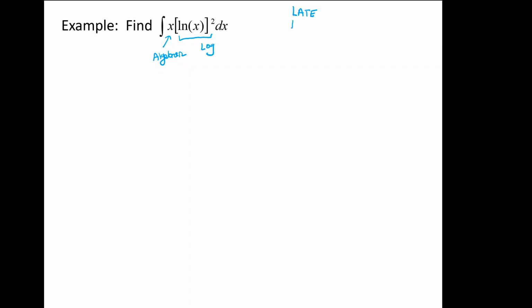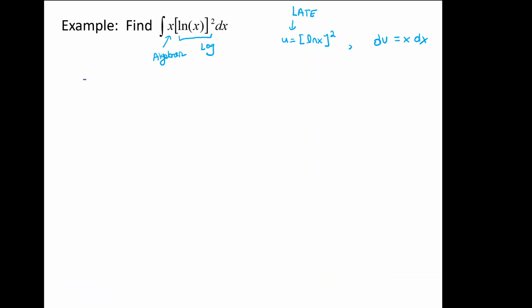And L comes before A. So we should let u equal ln of x all to the power of 2. We have to account for everything. We can't just say u is equal to ln of x. It has to be a whole block that we let equal to u. Everything must be accounted for. So if u is equal to that, then dv is equal to leftovers, which in this case, we haven't accounted for the x, and we haven't accounted for the dx. Then we multiply these two things together, we get the original thing that comes after the integral.